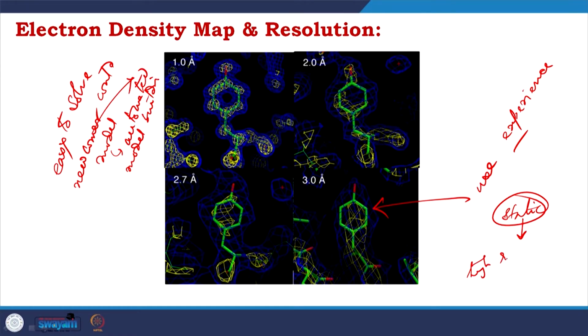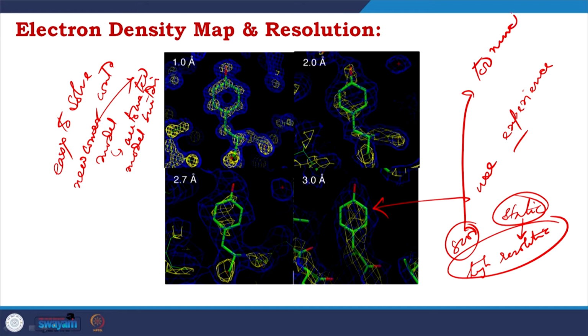So, high resolution is always good, but too much high resolution could be a problem. If you download structures, especially below 1 angstrom, you will see a lot of alternative conformations when you go and see the electron density map. How we will look at that, I will talk about in the next class.